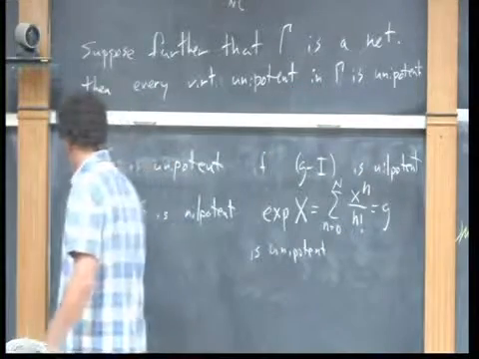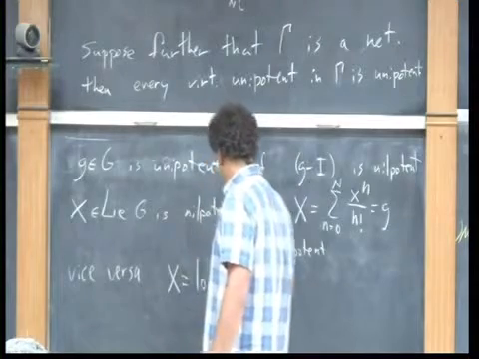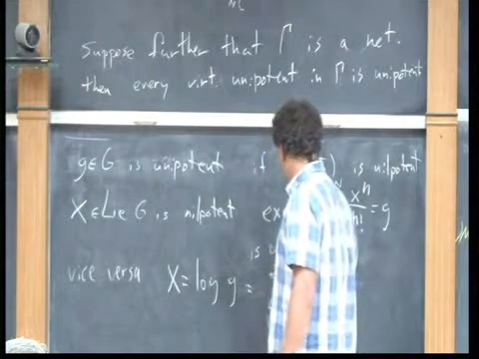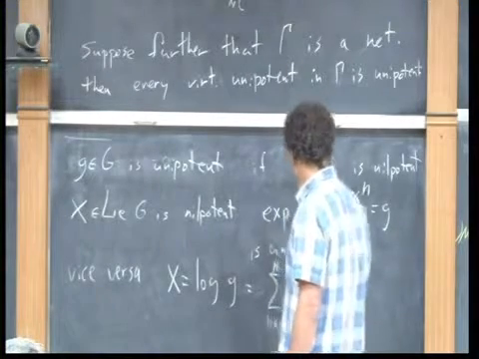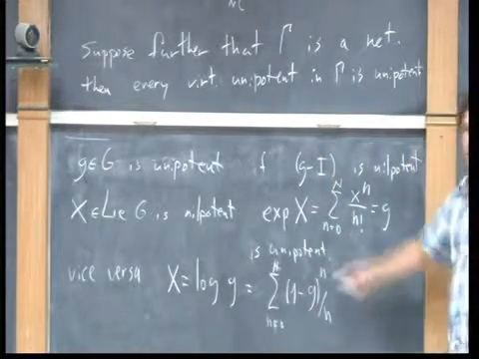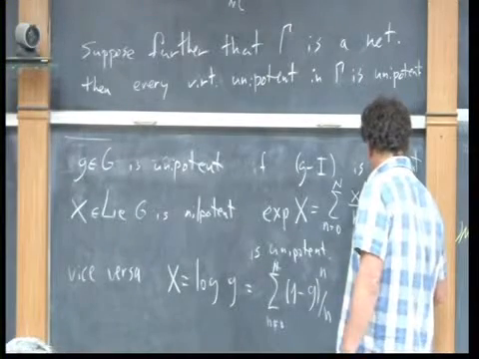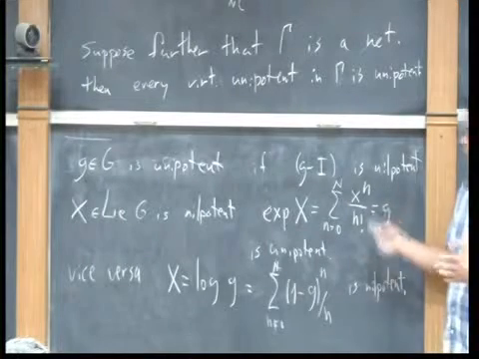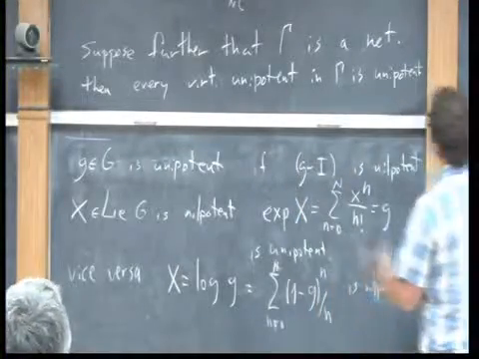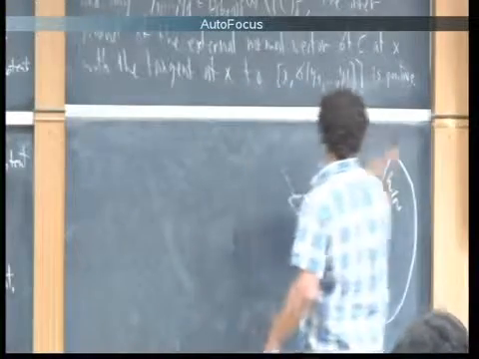Vice versa, X is defined by the logarithm of G, which is, if you want, the sum as n goes from 0 to N of (1 minus G) to the power n divided by n. It's a polynomial map, which is important. So what I want to say is that for unipotent and nilpotent, the exponential and the logarithm are just polynomial, and they are defined everywhere on the unipotent group or nilpotent Lie algebra, and they are polynomial diffeomorphisms.